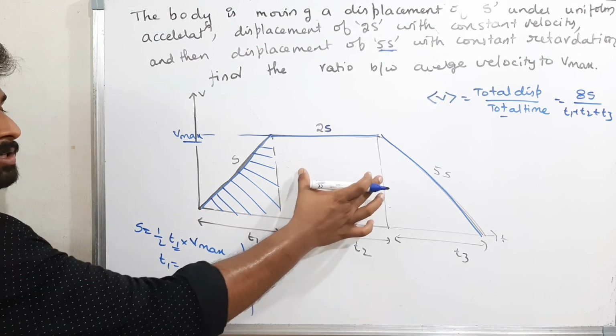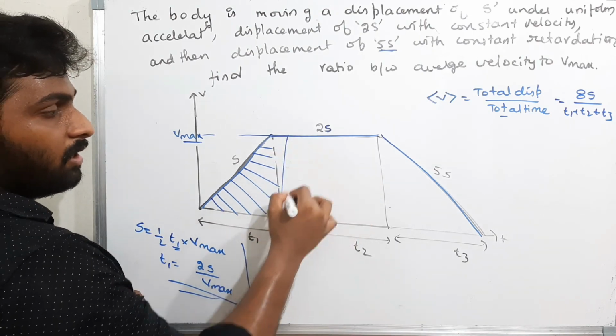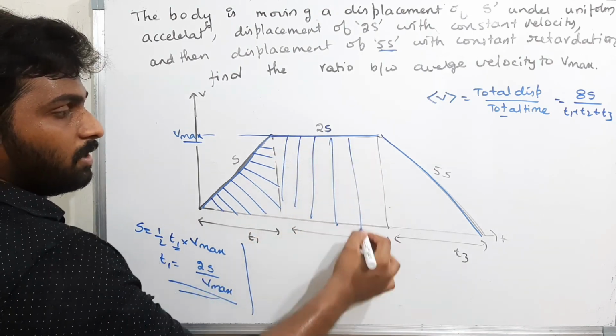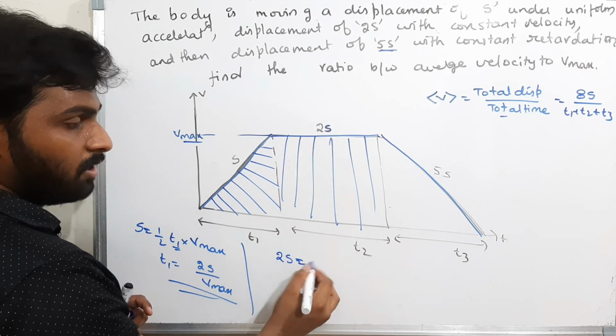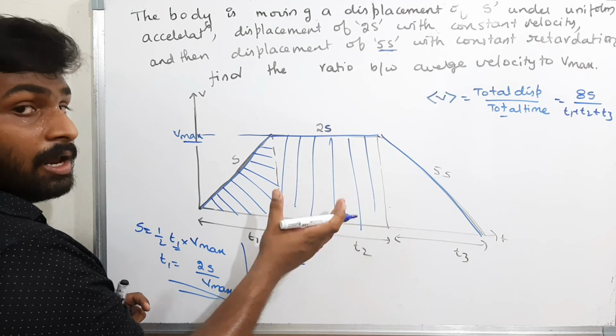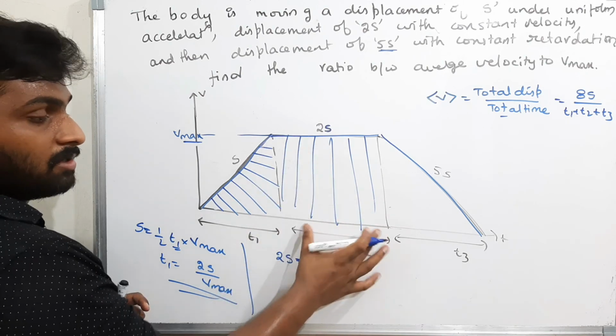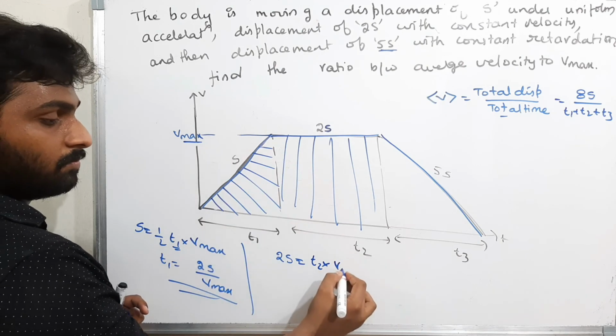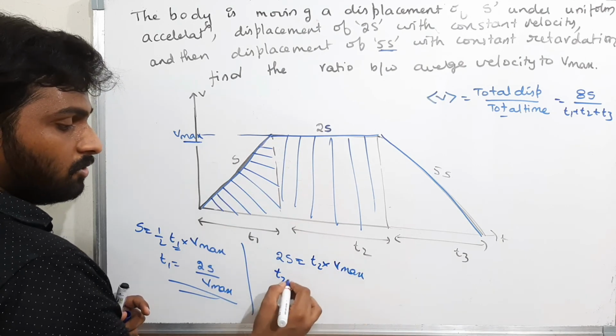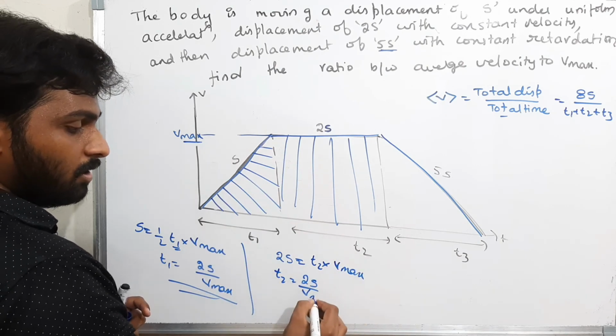Okay, next. For this one, what is the displacement? The area under the graph will give me the displacement. The displacement is 2s. What is the area under this graph? It is nothing but a rectangle, length into breadth. Therefore, what is the length? Length is t2. What is the breadth? The breadth is nothing but Vmax. Therefore, what is t2? t2 is nothing but 2s by Vmax.